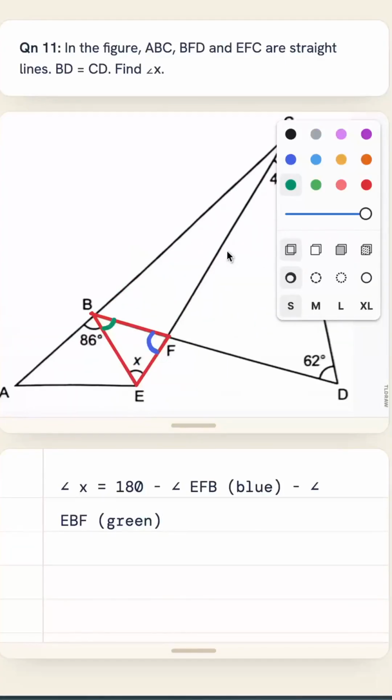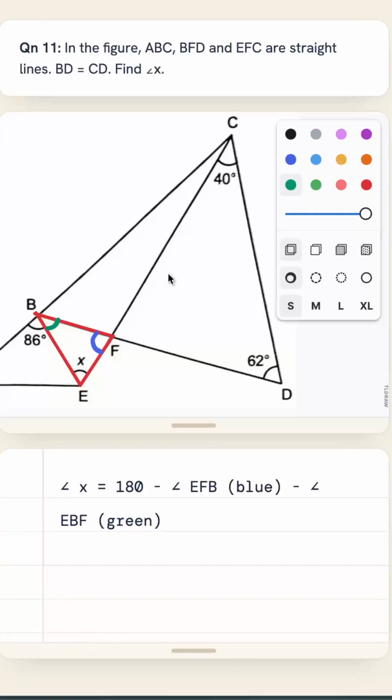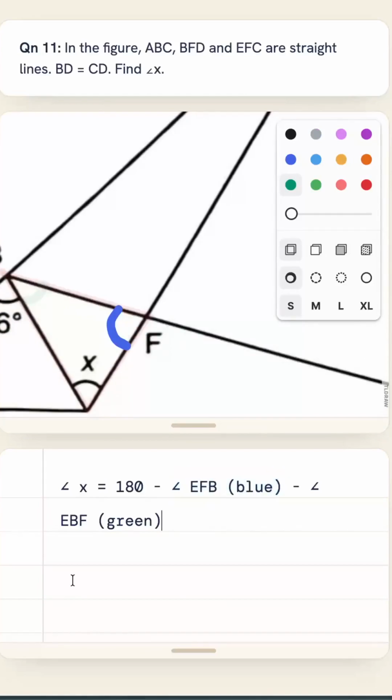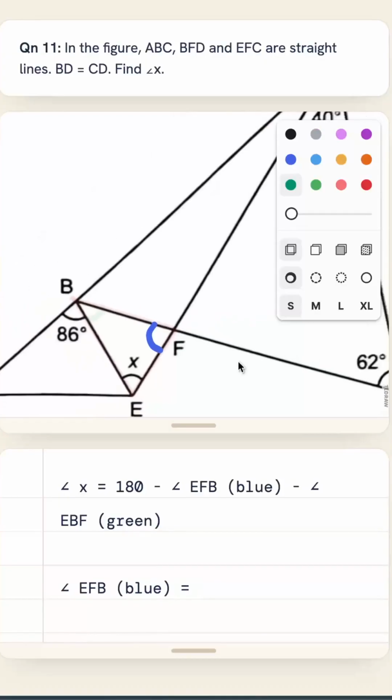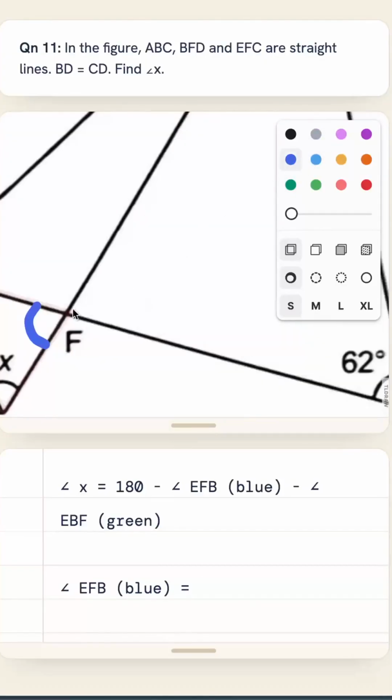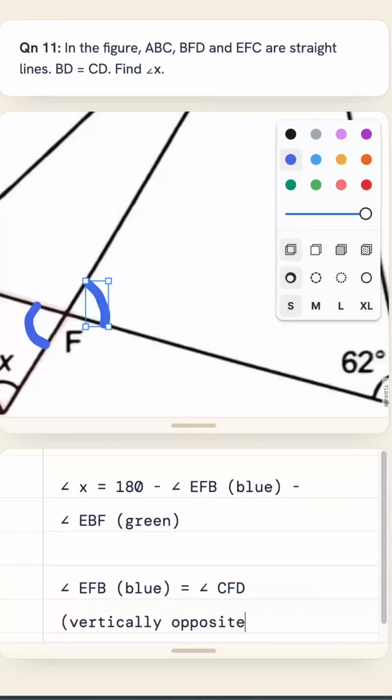So from there, we can just focus on either of the angles. So let's start with the blue angle over here. This blue angle, EFB, what angle is it equal to? The angle that it is equal to is, in this case, angle CFD. So CFD is over here, like this. Angle CFD is the same because they are vertically opposite angles.